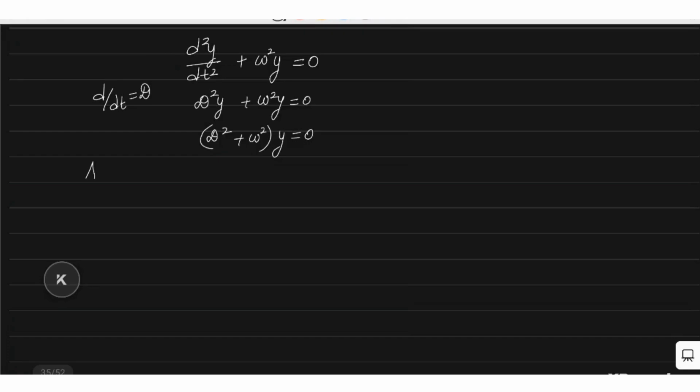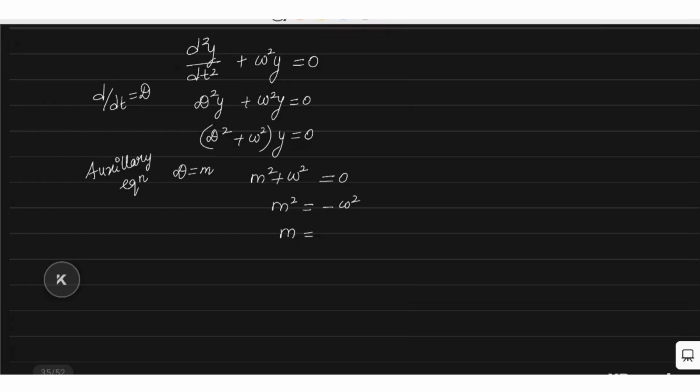Next, you have to write what is the auxiliary equation. So what does the auxiliary equation mean? You have to replace the D by m. So you will have m square plus omega square is equal to 0, or m square is equal to minus omega square. Okay, so what will be m?